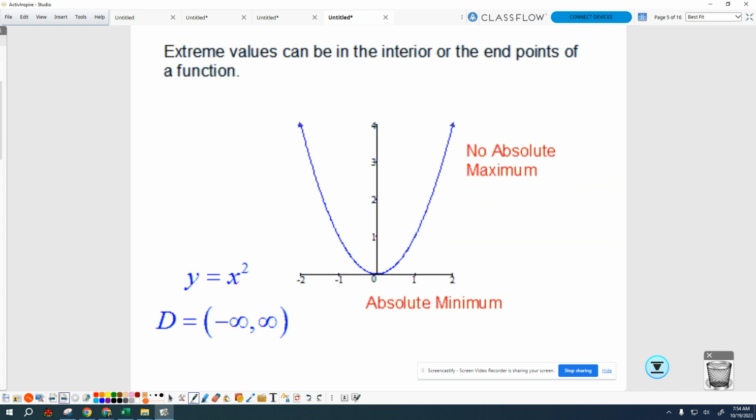All right. So we just talked about this one. Someone had mentioned parabola. So this one, the parabola is going forever up, so there's no absolute maximum. But there is an absolute minimum. The absolute minimum is the y value of 0. Cool?